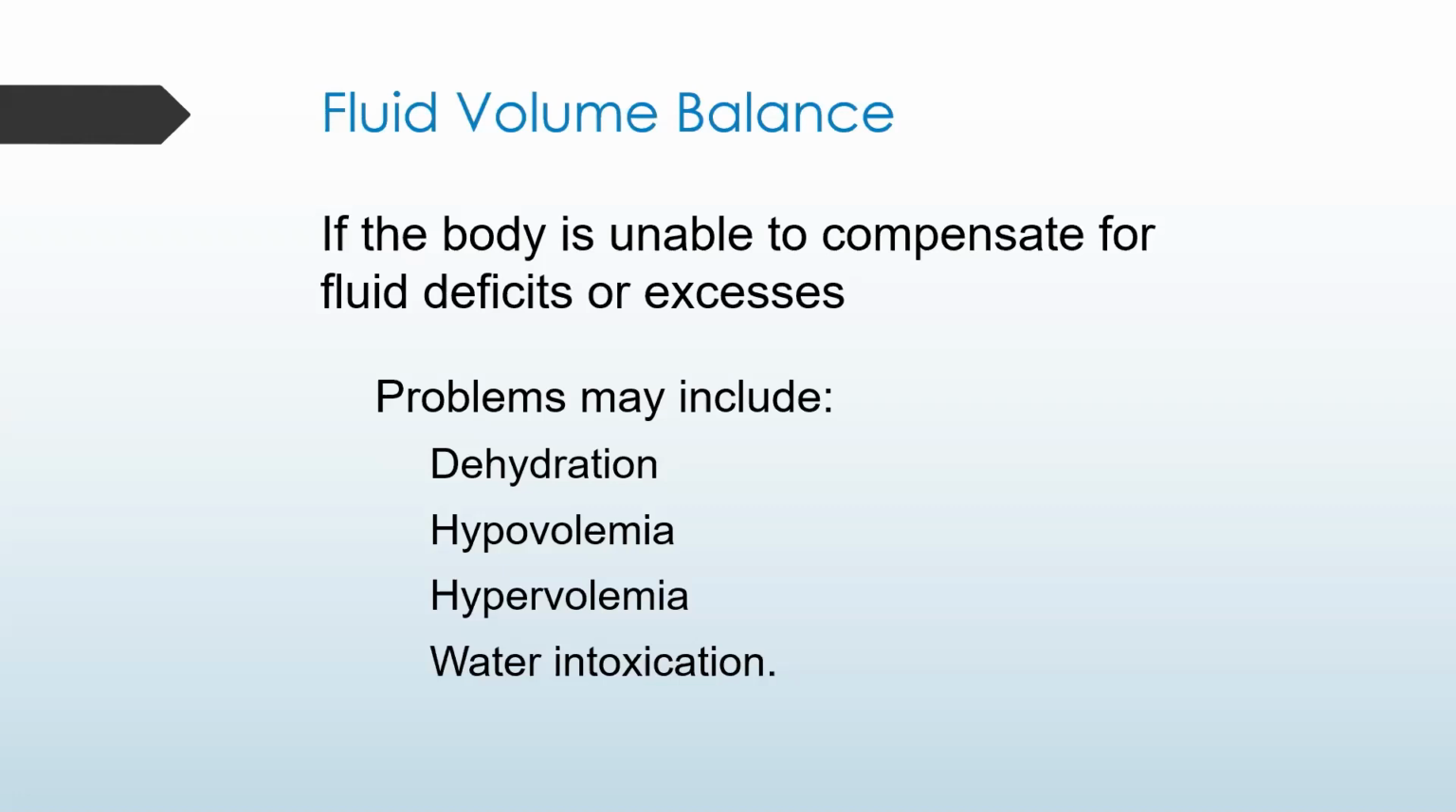Lab tests for dehydration or hypovolemia may include hematocrit. It's usually elevated with one of these problems, as well as elevated serum osmolality, elevated serum sodium levels, usually above 145, and urine-specific gravity. You will usually see that be above 1.030.